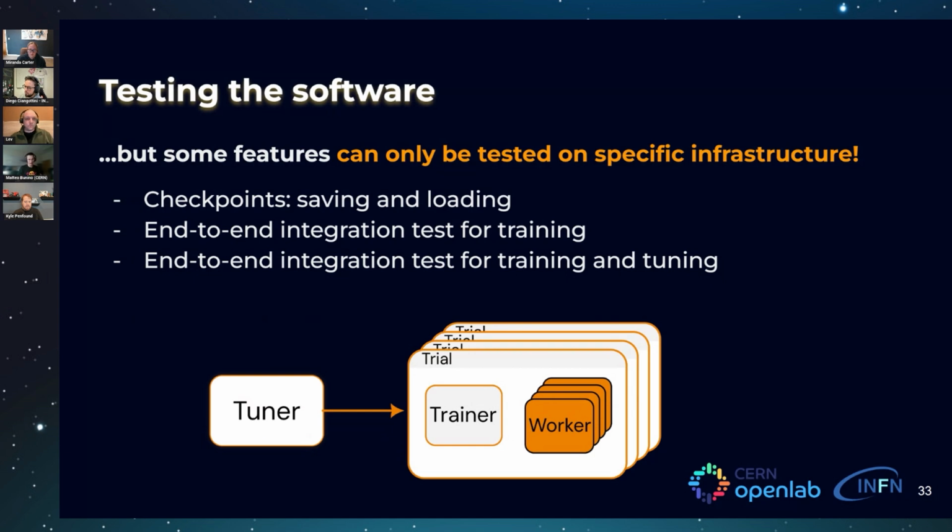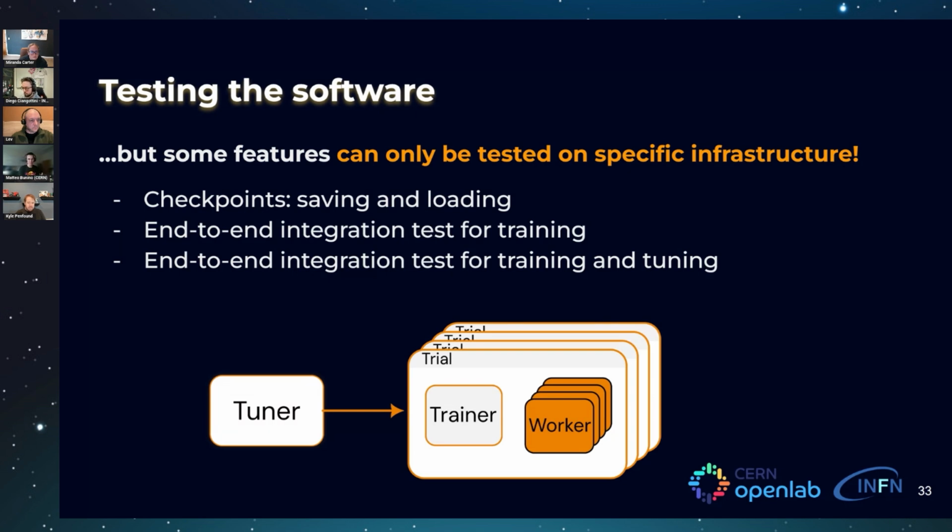Other tests that we are interested in running on HPC are, for instance, verifying that the checkpoints generated during training are correctly stored and reloaded. And we also perform, let's say, integration tests concerning training and tuning. So we run end-to-end training and end-to-end training under tuning. So we have a tuner, and each trial can itself be distributed. So we have two layers of distribution.